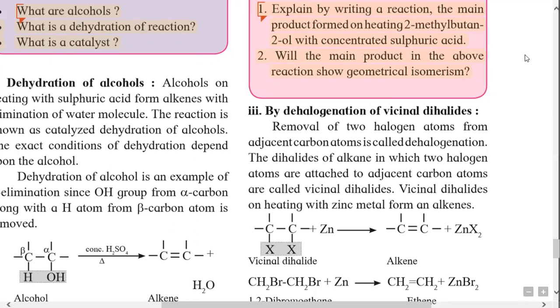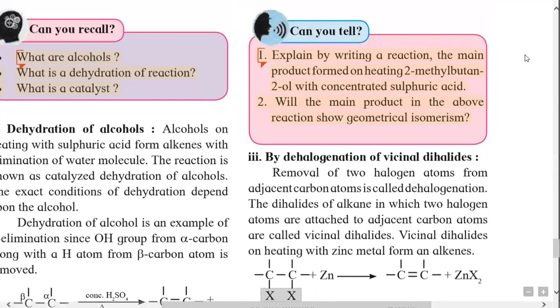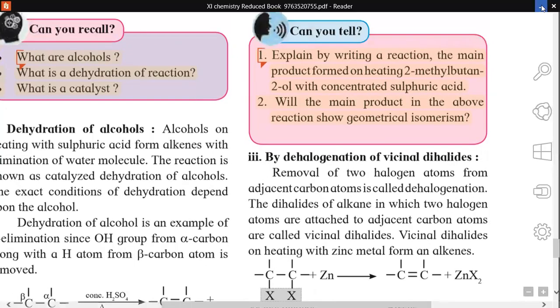And the fourth method is addition of hydrogen, that is called hydrogenation, and that is about the preparation methods of alkenes.